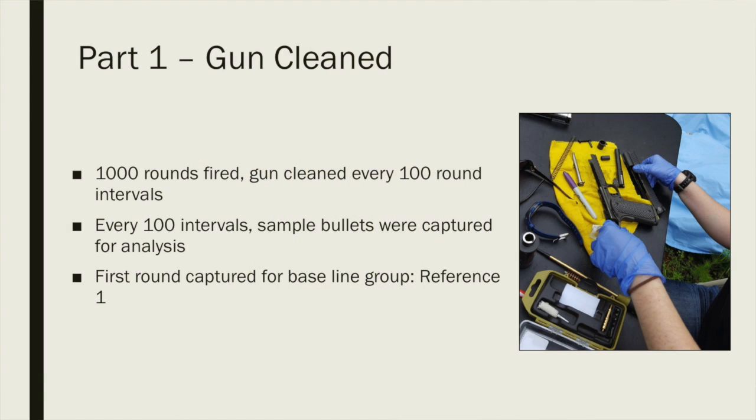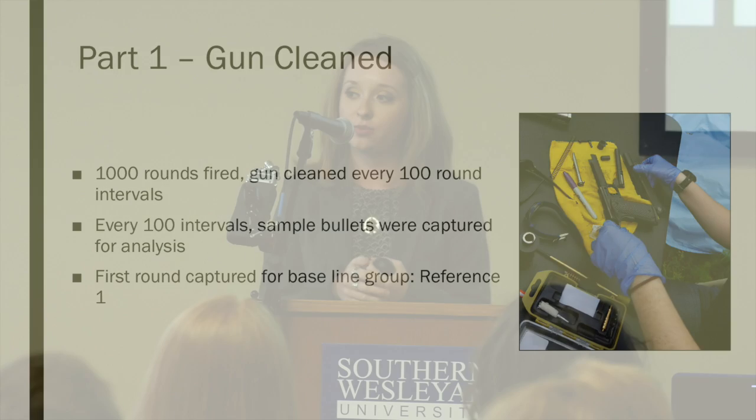So the first part of our research involved cleaning the gun. So this was when our first 1,000 rounds were fired, and at every 100 rounds, the gun was cleaned. At these same 100 round intervals, we captured the bullets for analysis. The first quality bullet that we captured, we named Reference 1. This allowed us to better understand, as this bullet was to be compared to every bullet captured.